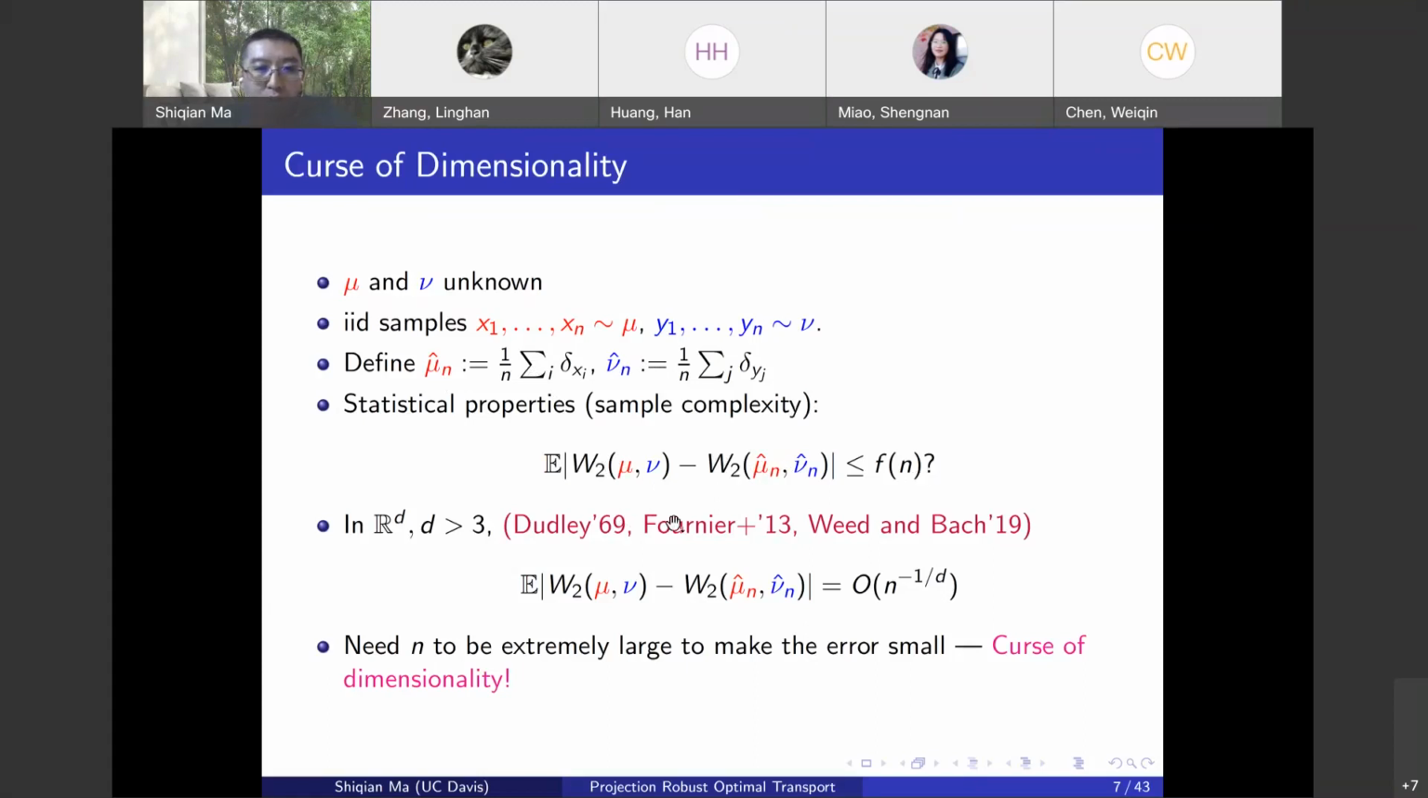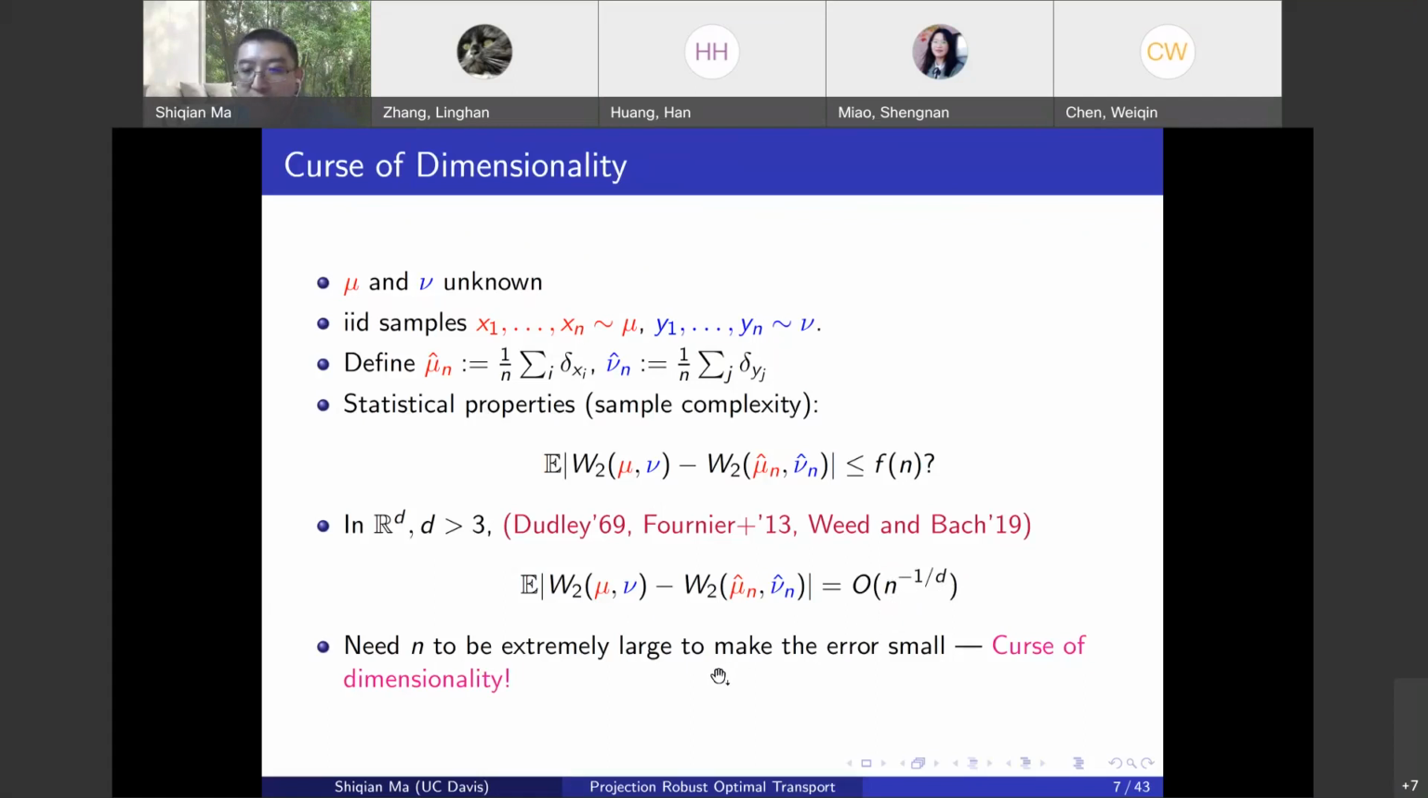Actually, people already proved this result. People proved that this error can be at this order. Let me just remind you, n is the number of sampled data, and d is the dimensionality of the problem. Now if we consider the high dimensional case, that means d is very, very large, then if you want this error to be small, your n should be very, very large.